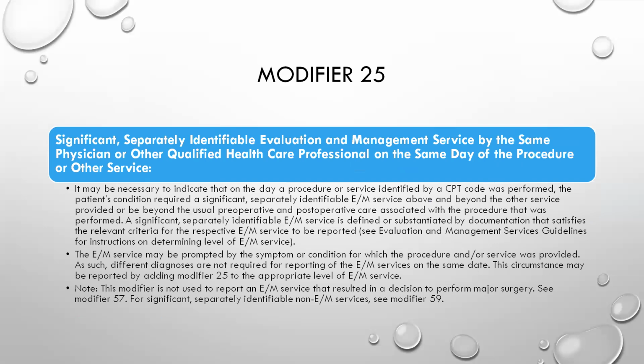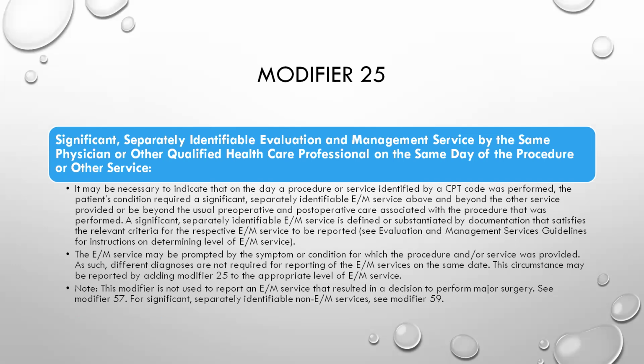So now we have our modifier 25. So this modifier is also an evaluation and management service modifier, and this is going to be on the same day of a minor procedure. Okay, so this is when there isn't a global period involved. This is going to be typically your office procedures that are done on the same day as an E&M service. And what you're doing is you're appending this 25 modifier and you're telling the insurance company that your evaluation and management service can basically stand on its own, separate from the procedure.